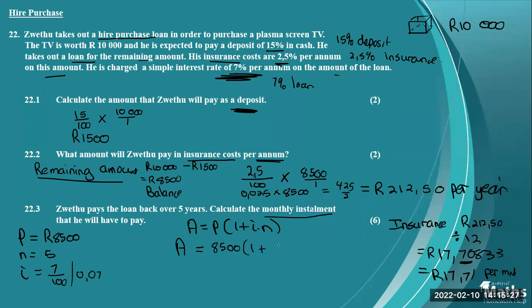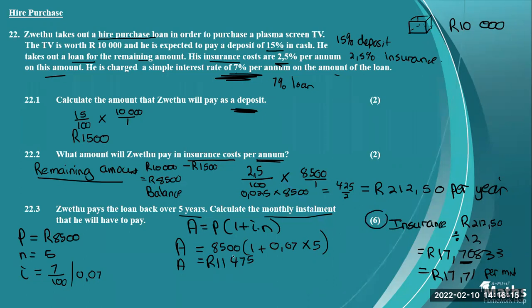8,500 plus 0.07 times 5. Okay, let's work it out on my calculator. 8,500, open bracket, 1 plus 0.07 times 5, close your bracket. 11,475. So this is what the guy has to pay off over 5 years. Remember, the cash price would have been 10,000, but now he has to pay 11,475. But can you see this question counts 6 marks?